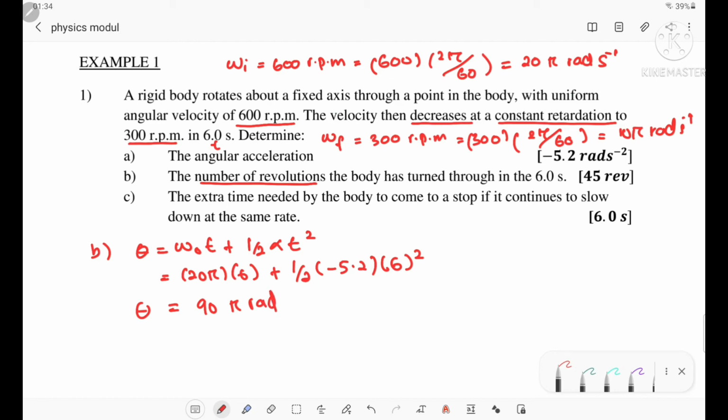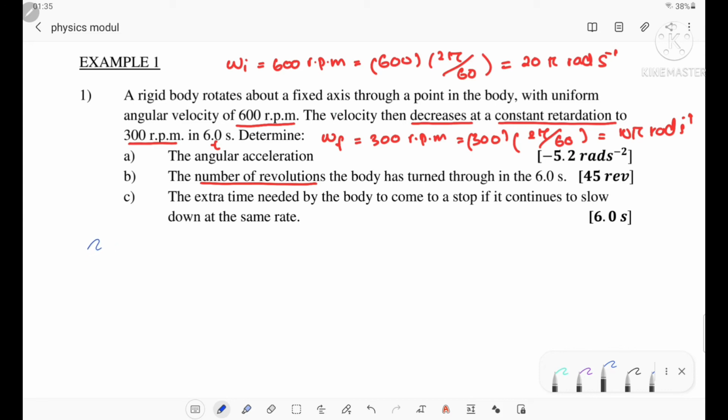So the question needs the number of revolutions. So you need to convert into revolutions. One revolution is equal to 2 pi radian. So we get theta is equal to 45 revolutions.